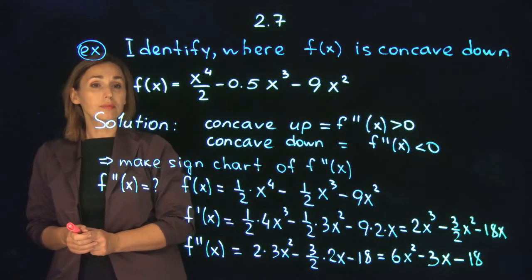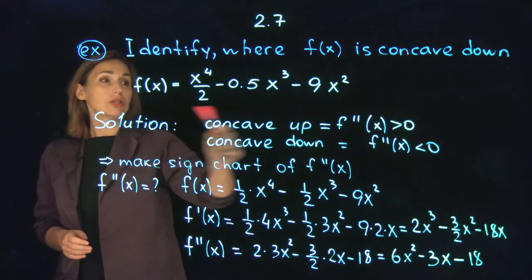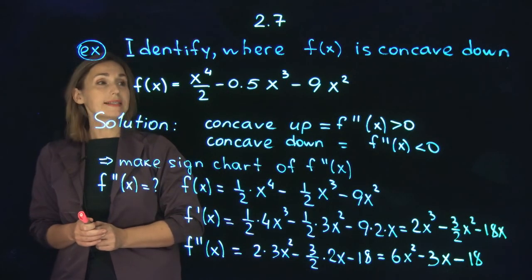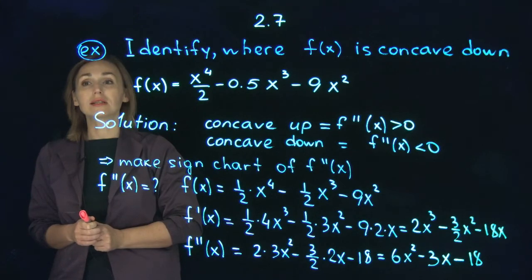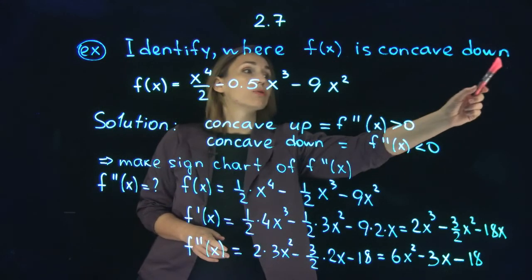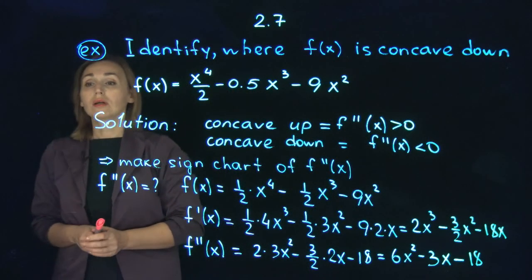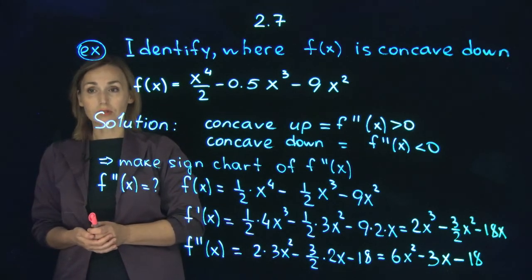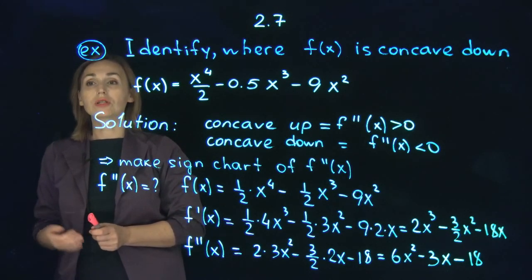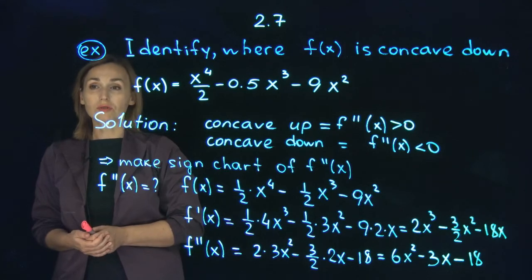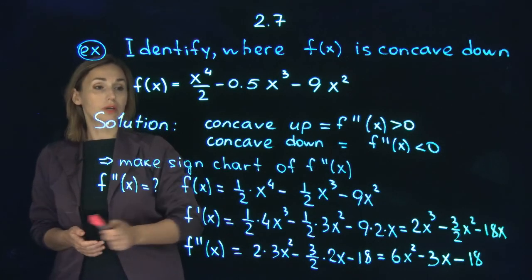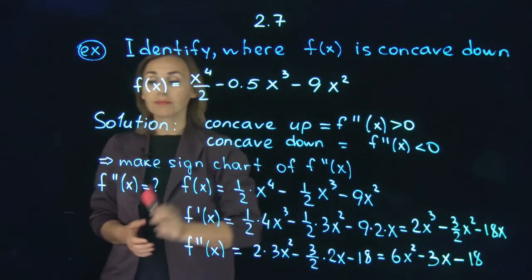Okay, let's solve an example where, for the given function f(x), you need to determine where the second derivative is negative, where the function is concave down. Concavity is about the second derivative. Second derivative positive, function is concave up. Second derivative negative, function is concave down. I remind you of the summary here.